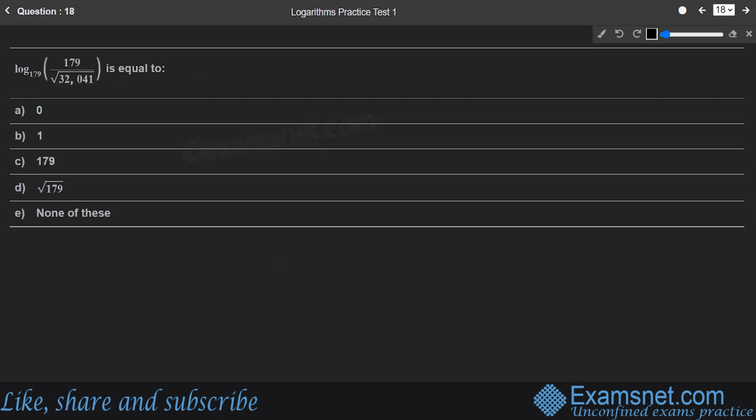Okay, let us see question number 18. Log of base 179, 179 by root 32,041 is equal to what? So let us try to manipulate the number. This is the expression with us. The base is 179 only, and on the numerator part is 179, and then there is the under root of 32,041.